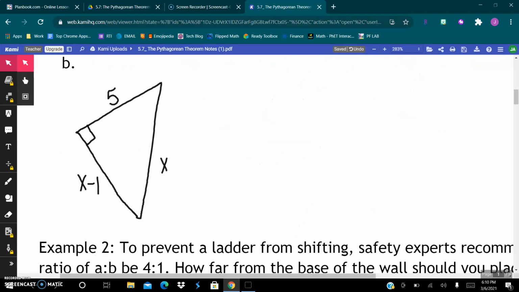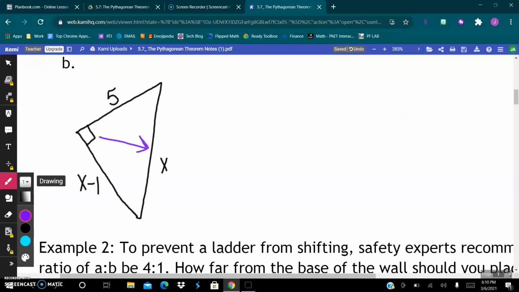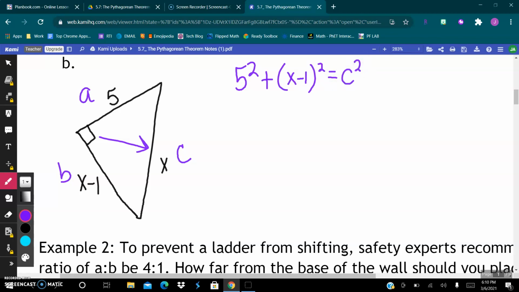Now for this one, again, across from the 90-degree angle is our C, and the other two are A and B. So A squared would be 5 squared. B is x minus 1, so we have to square that, equals C squared. Or in this case, x. So we have the same variables. 5 squared is 25. And then we have to do x minus 1 squared. So what that means is x minus 1 times itself. So we have to FOIL.